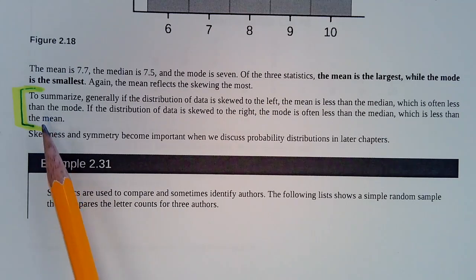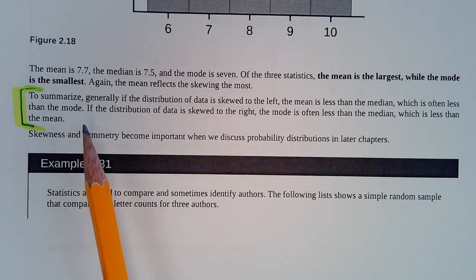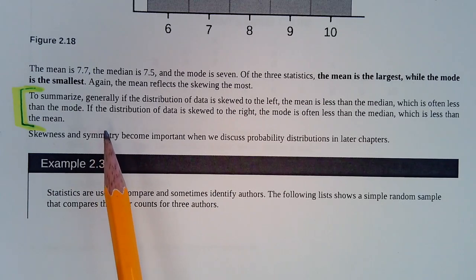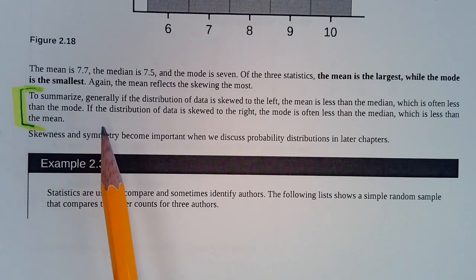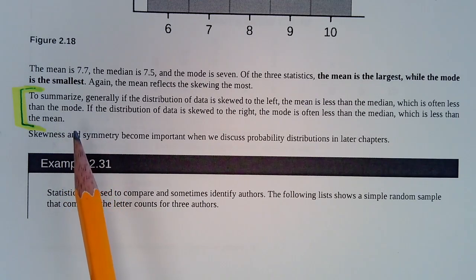All right, this summarizes what's happening with those central measures of the data. And this is important because sometimes they'll ask you questions about where the mean and the median and the mode relate to each other, if it's skewed left or skewed right.